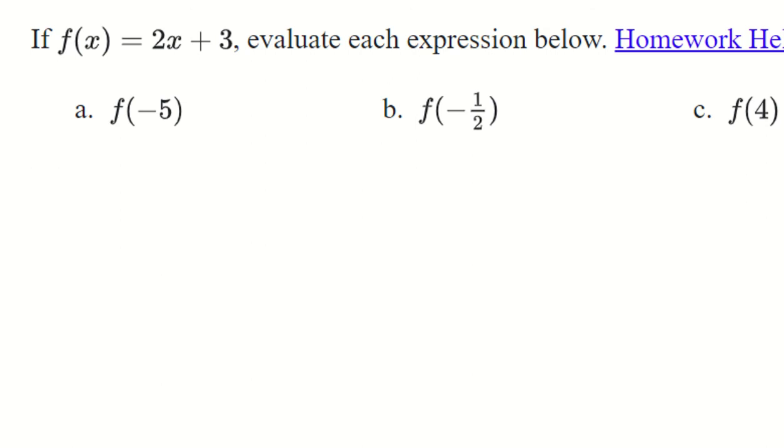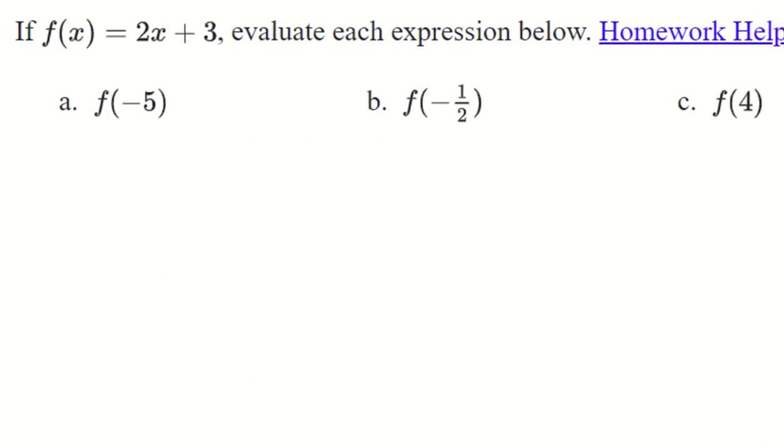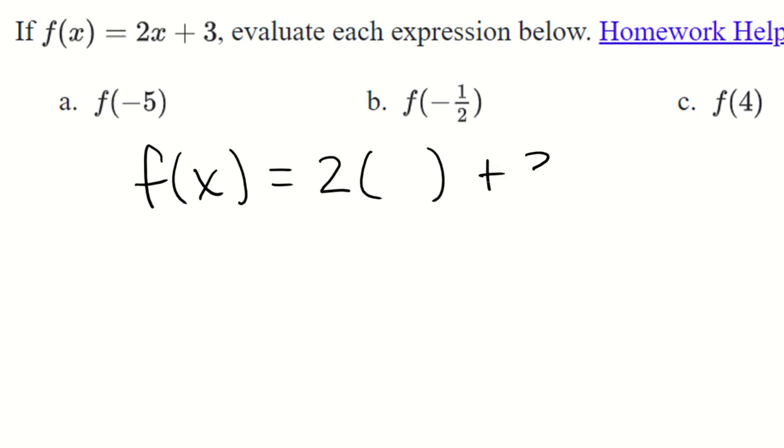For question 22, we're given the function f of x equals 2x plus 3, and we're asked to evaluate that for different inputs. So again, in function notation, f of x equals 2 times some input x and then plus 3. So here's the deal. If I want to figure out what f of -5 is, if that's my input, everywhere that I see x inside the original expression, I'm going to replace that with a -5.